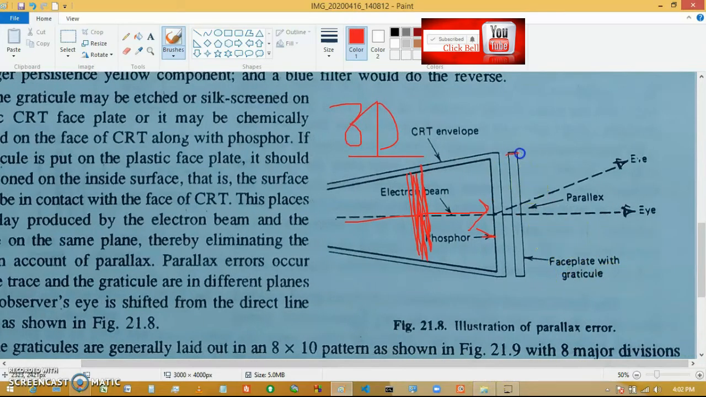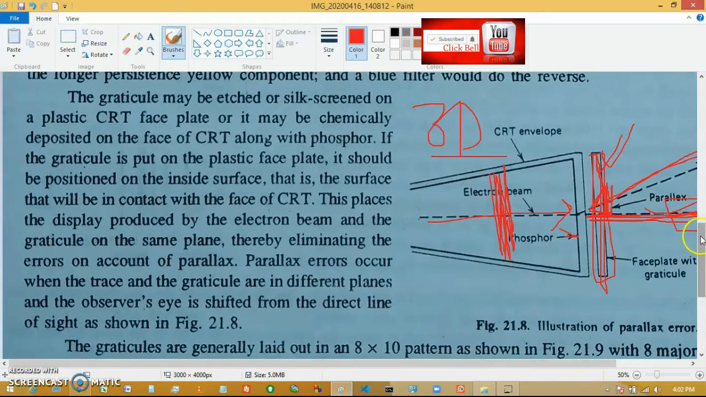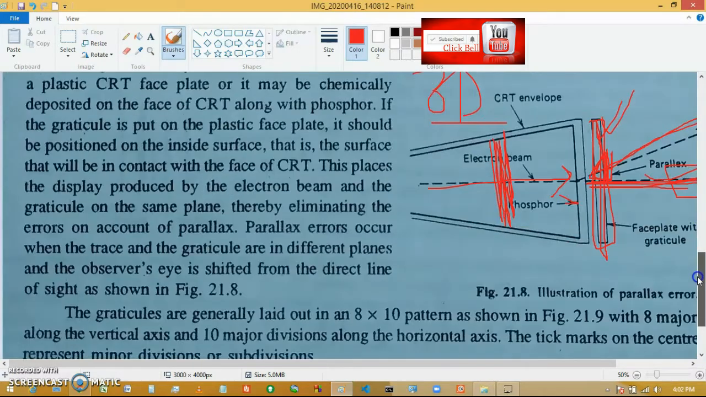Okay, so the graticule is outside all of this. Here the graticule is placed. Now this is the original position of the viewer. If the viewer views the waveform from this side, there is no parallax error, and if the viewer sees from this side, there is a high probability of parallax error, which should be prevented to get an accurate result from the measurement. So this is all about the graticule.